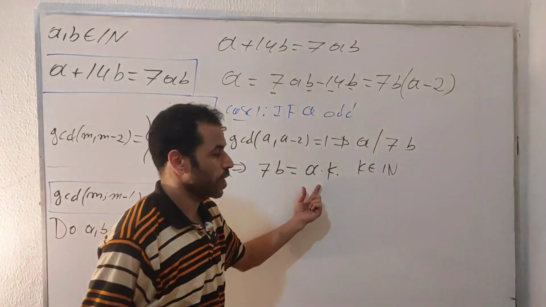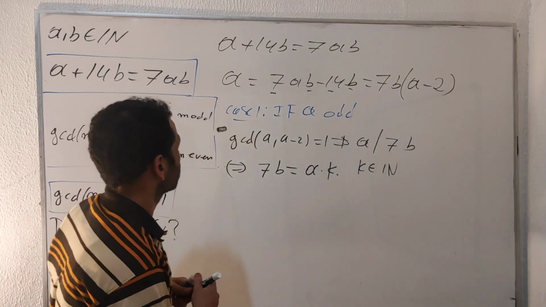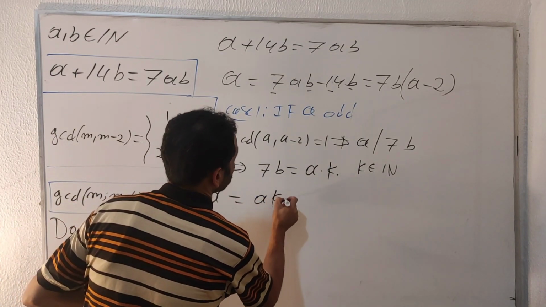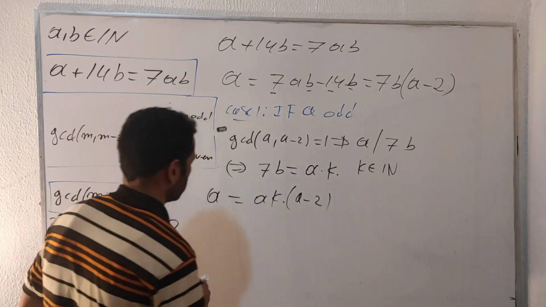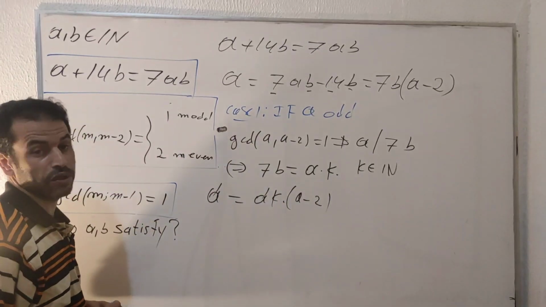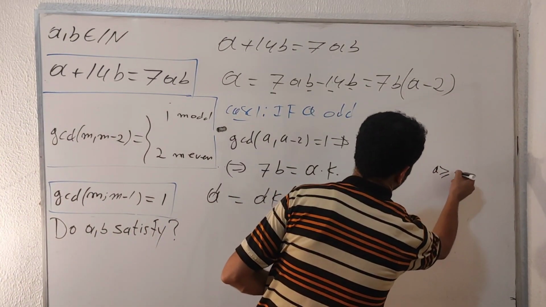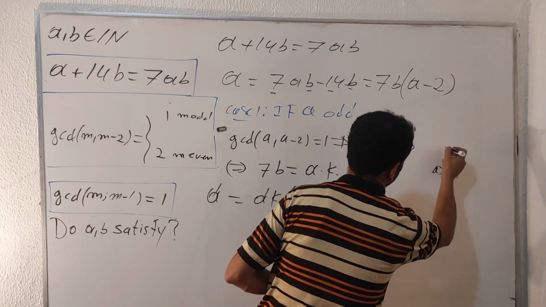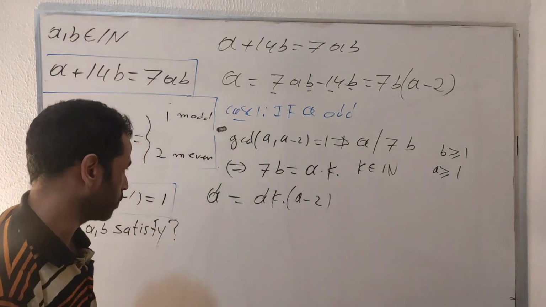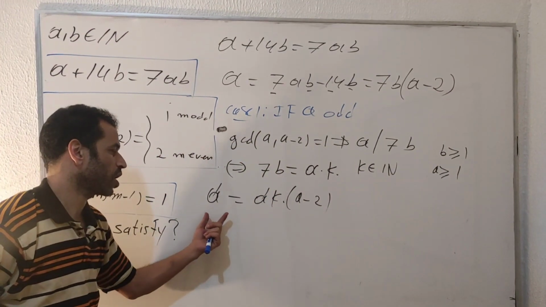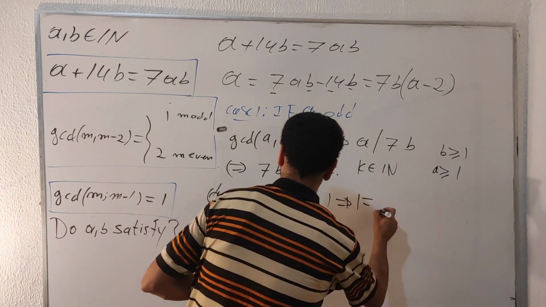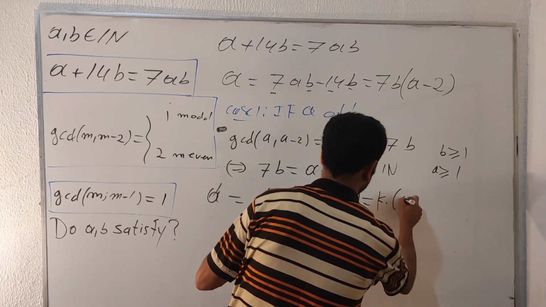Replacing 7b with ak in this equation, I get a equals ak multiplied by a minus 2. Since a is a natural number, a is different from 0, and a and b are always greater than or equal to 1 because they are natural numbers. So now we are allowed to divide both sides by a. We get 1 equals this product, k multiplied by a minus 2.